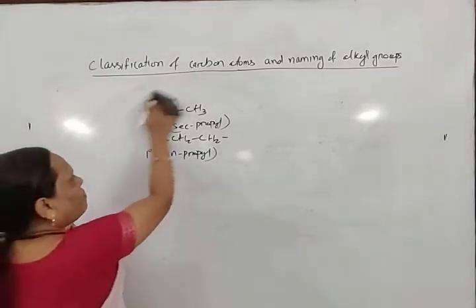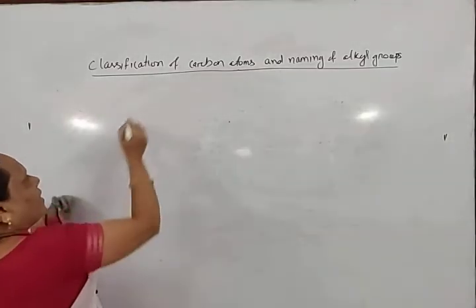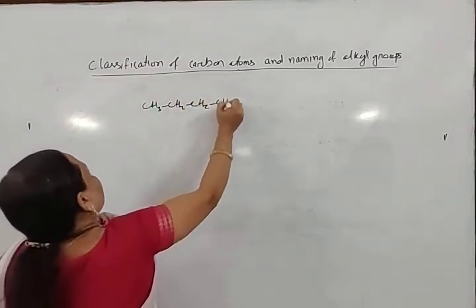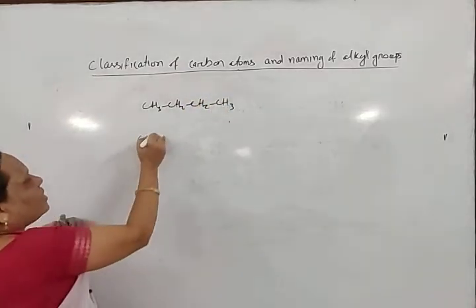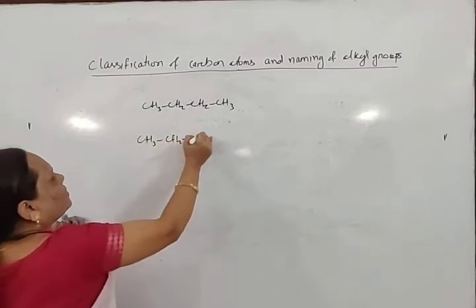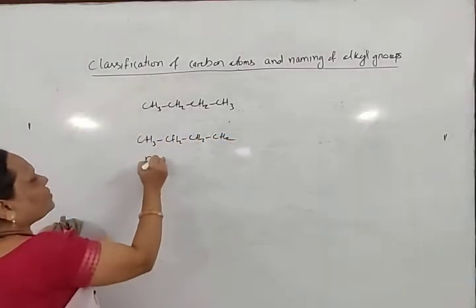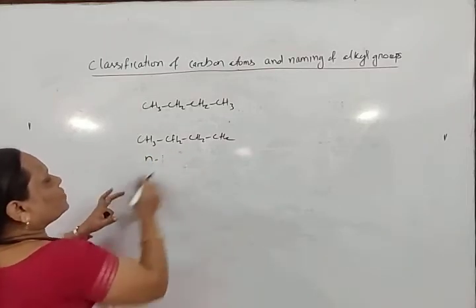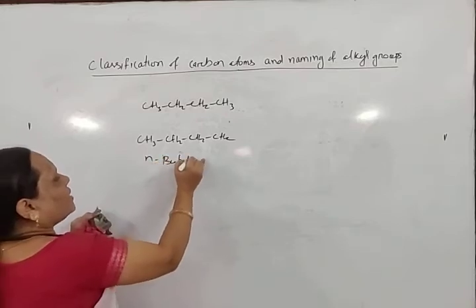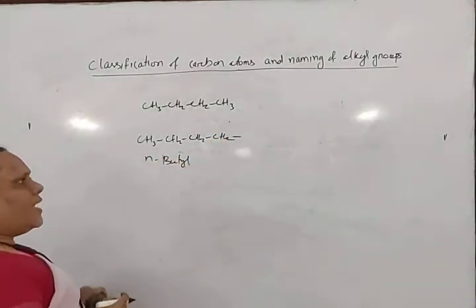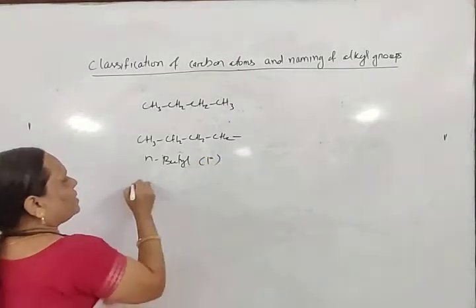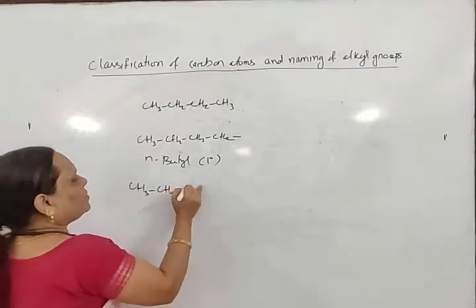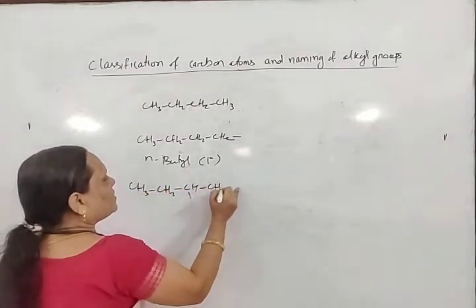Next comes butane. Butane we can write as CH3, CH2, CH2 and CH3. If hydrogen is removed from the end, CH3, CH2, CH2, CH2, this group is known as n-butyl, and this is primary. And if hydrogen is removed from here, CH3, CH2, CH, CH3.